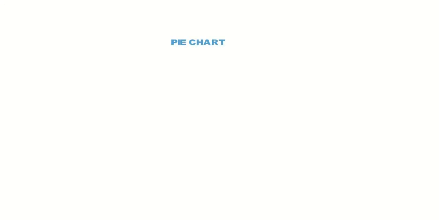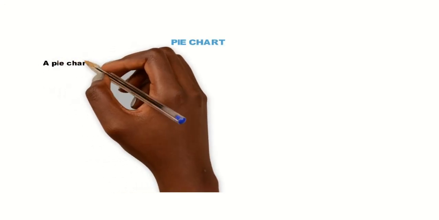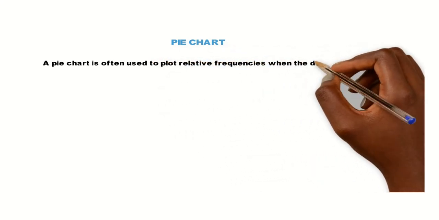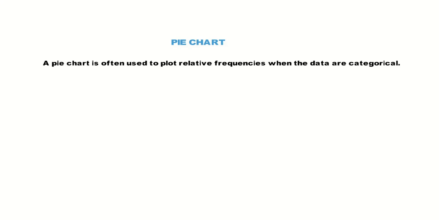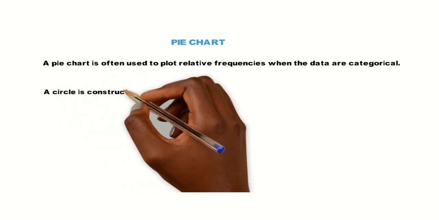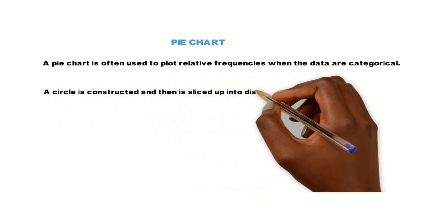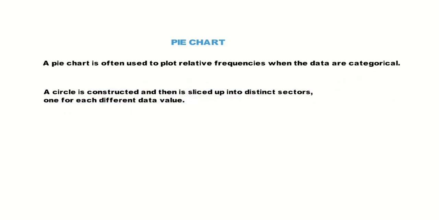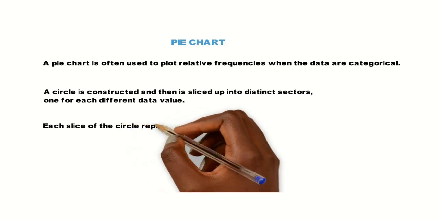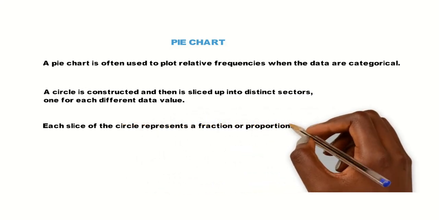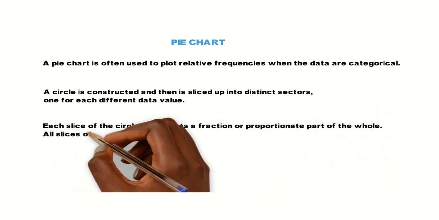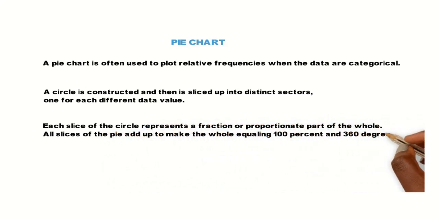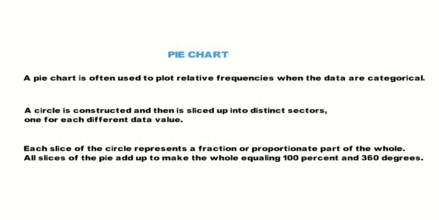A pie chart. A pie chart is often used to plot relative frequencies when the data are categorical. A circle is constructed and then sliced up into distinct sectors, one for each different data value. Each slice of the circle represents a fraction or a proportional part of the whole. All slices of the pie add up to make the whole, equaling 100% and 360 degrees.